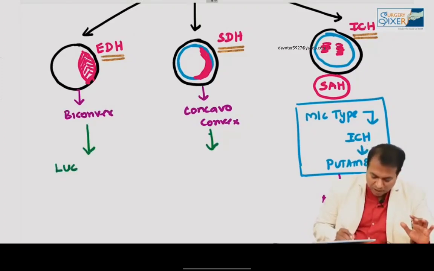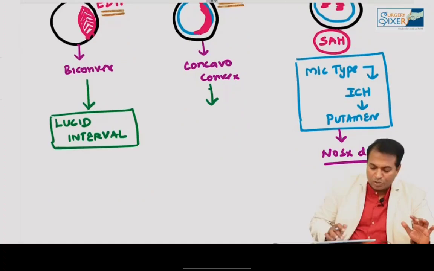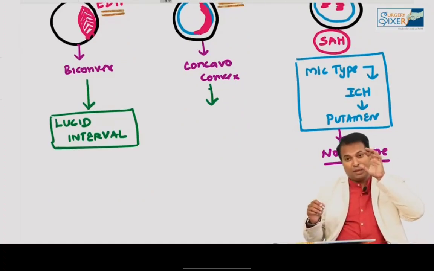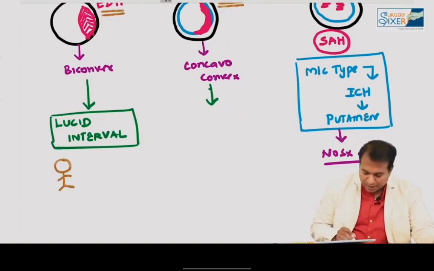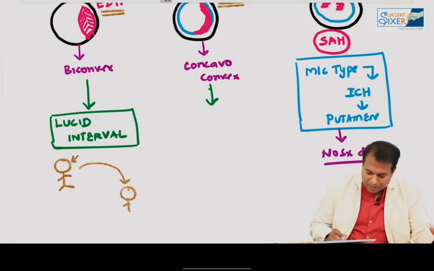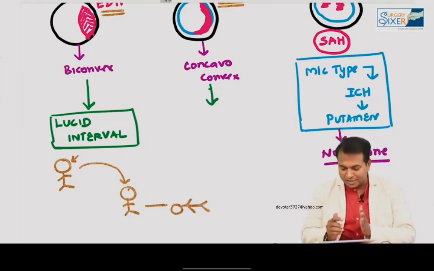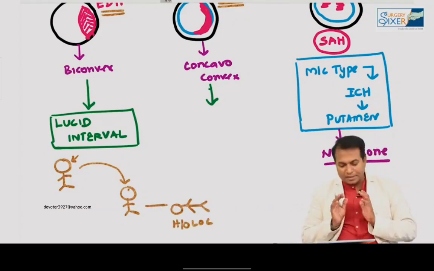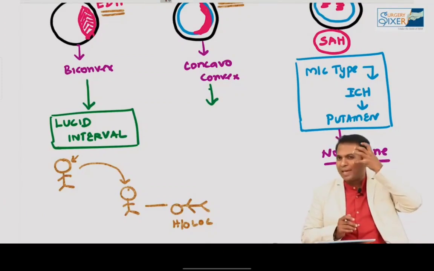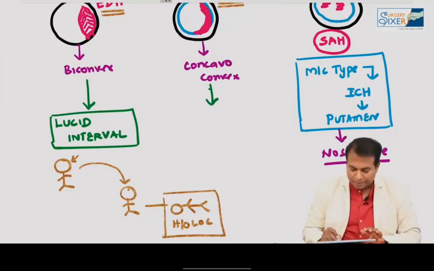EDH patients will have a lucid interval. Please don't forget, they will have a lucid interval. What do you mean by lucid interval? A patient gets a head injury, he himself walks to the hospital and is doing all sorts of activities and suddenly feels unconscious. This is known as lucid interval. That is a period of normal consciousness before he goes into LOC. The reason is a slowly expanding hematoma, which takes some time to cause LOC.